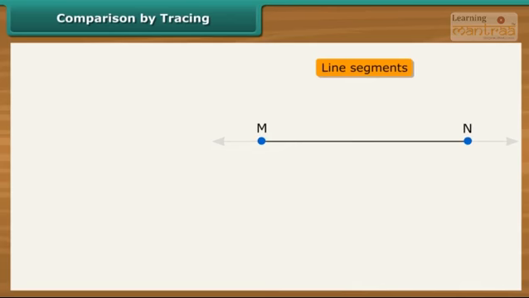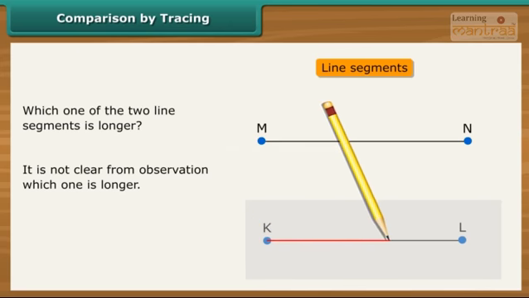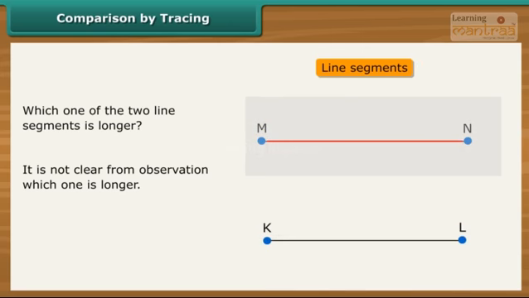Comparison by tracing. Look at the two line segments MN and KL. Which one of the two line segments is longer? It is not clear from observation which one is longer. Therefore, trace KL on a tracing paper. Place it on MN. It is clear that KL is smaller than MN. Hence, MN is the longer line segment.